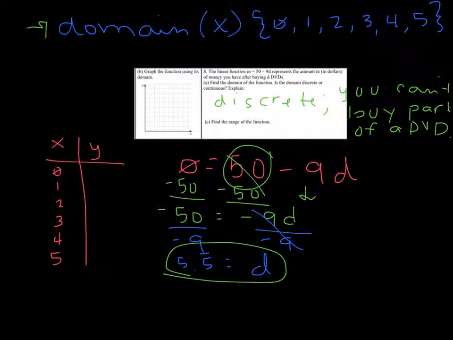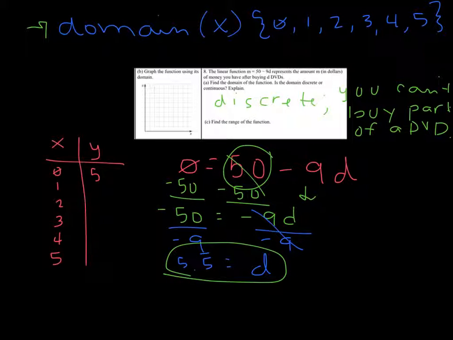So I'm going under y equals, and I'm putting in 50 minus 9x. Now notice in the equation that they gave me, they used d to represent my independent variable, but I'm going to use x in my calculator. Then I press second and table, and then I can look at my table and just fill in my range.